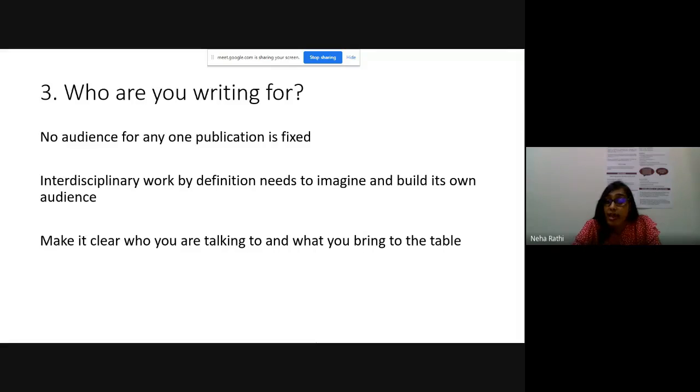Curriculum planners, like at the NCERT level, at the ICSE level, who design books and curriculums, and researchers who work in nutrition education. So your audience is not just one. You should know who your target audience is, and you have to write accordingly. Interdisciplinary work, by definition, needs to imagine and build its own audience. Make it clear upfront whom you're talking to and what you bring to the table.